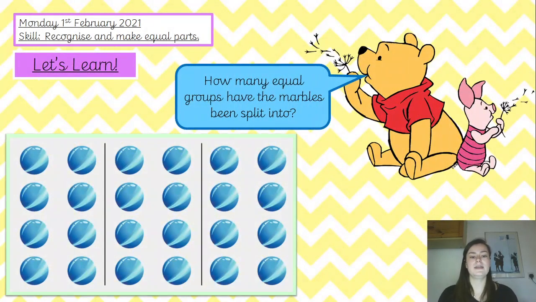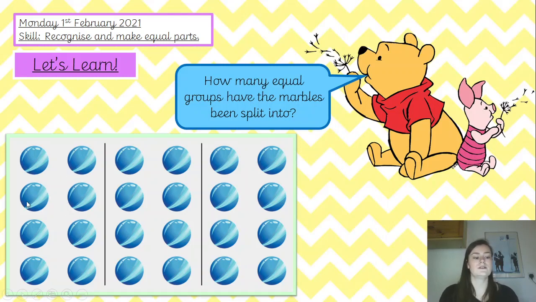Okay, how many equal groups then have these marbles been split into? So just a minute ago we were looking for equal and unequal. Now we've got equal groups, how many groups are there? Okay, so there are 3 equal groups, aren't there?